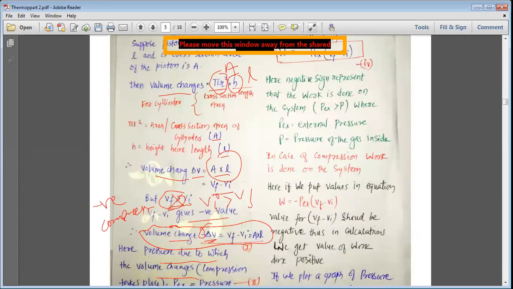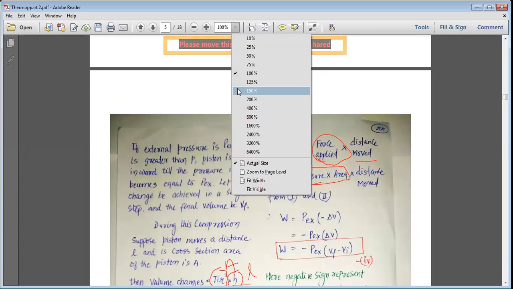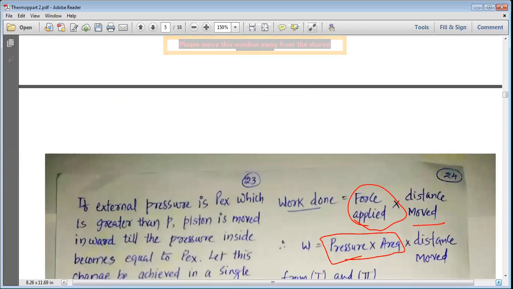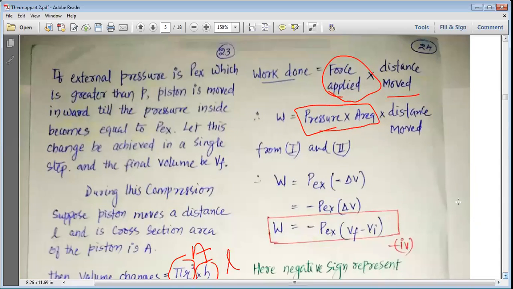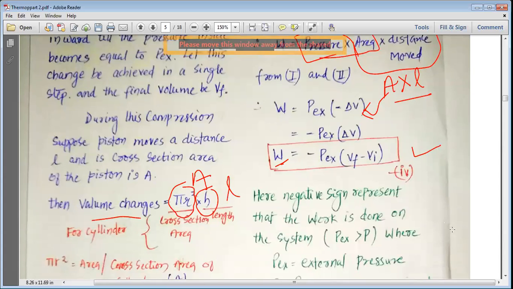This value we put here so that we can understand that the pressure is P external, and the area into distance moved, A multiplied by L, for which we write minus delta V. So ultimately work done W is equal to minus P external times V final minus V initial. This is how we can calculate the work done.